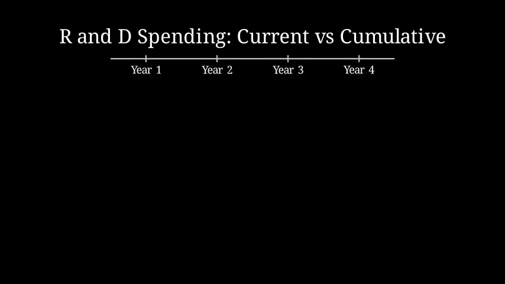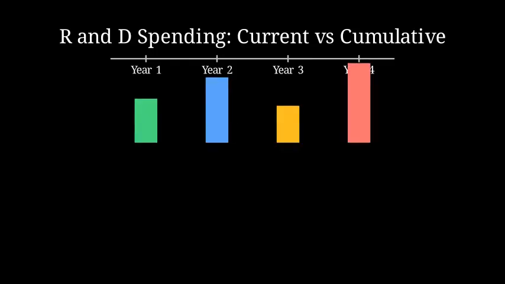First, let's clarify the two ideas. The current year expenditure is the amount spent in one specific year. Cumulative expenditure is the total spent from the start up to a certain year. To visualize this, let's draw a timeline of years and show spending bars for each year. The height of each bar shows current year spending. Then we can build a running total to show the cumulative amount, which always increases over time.